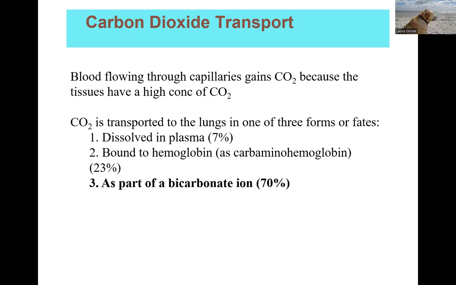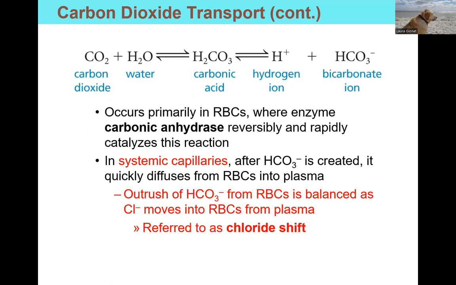So a minimal amount in plasma, and a little less than 25% is going to be bound to hemoglobin, but the majority of it is transported as a bicarbonate ion. And that takes us to what's called the carbonic acid cycle. All right, so this reaction is a reversible reaction. That's why the arrows are going back and forth. If we start at the left and we work to the right, then you'll know that you can go from the right and go back to the left.